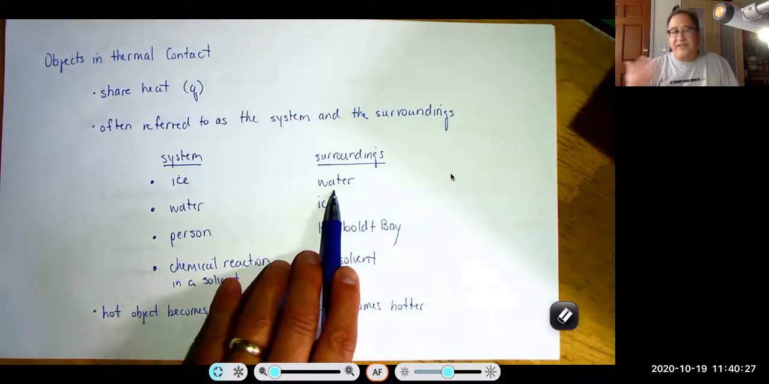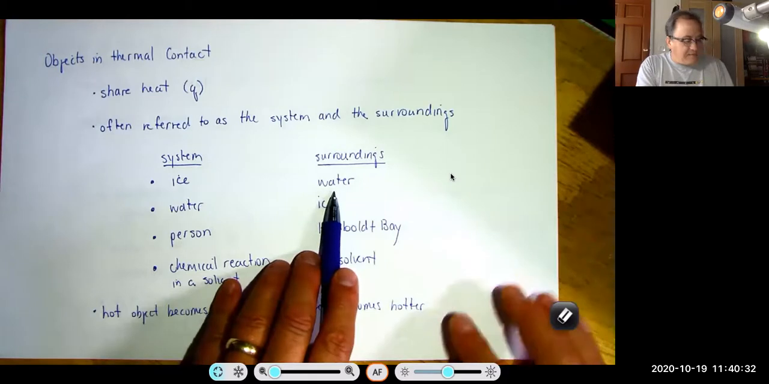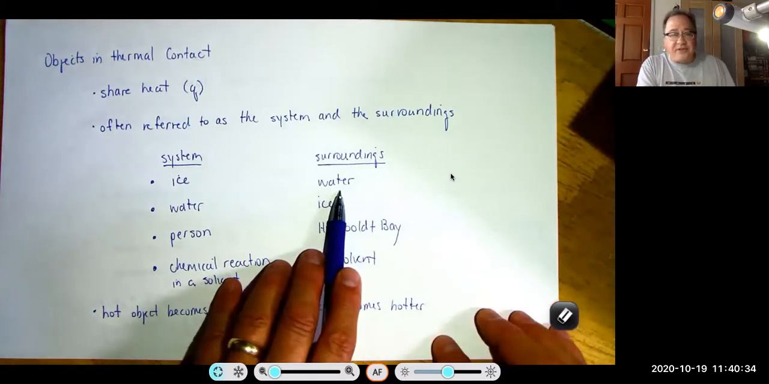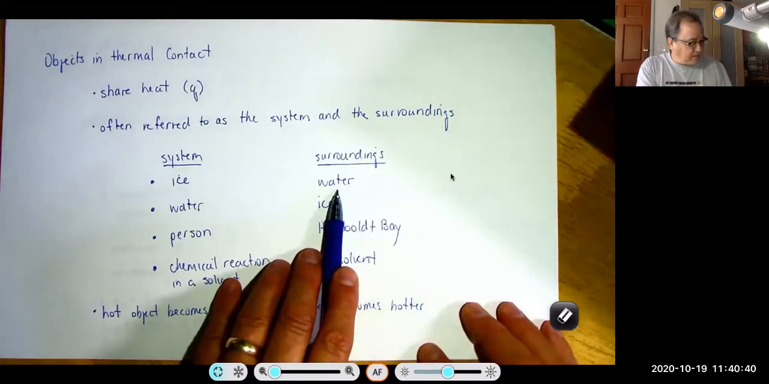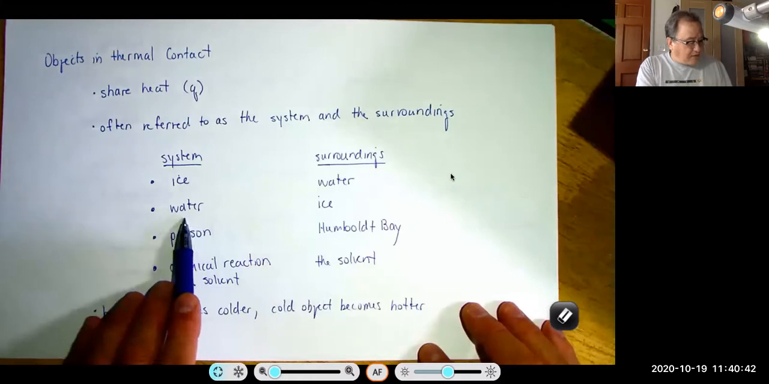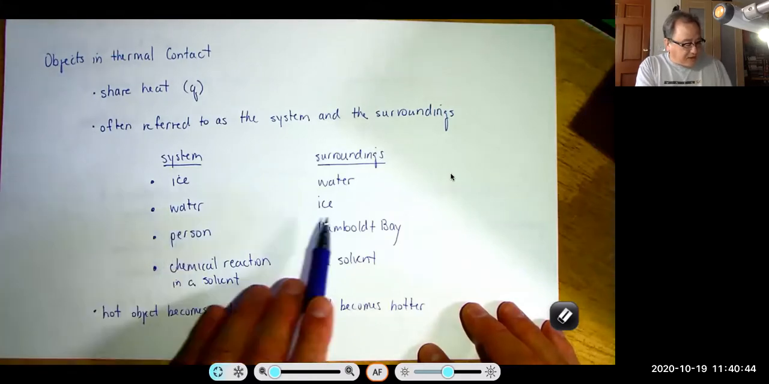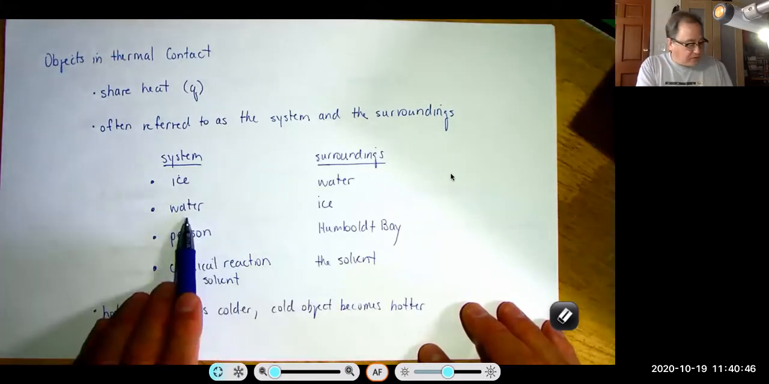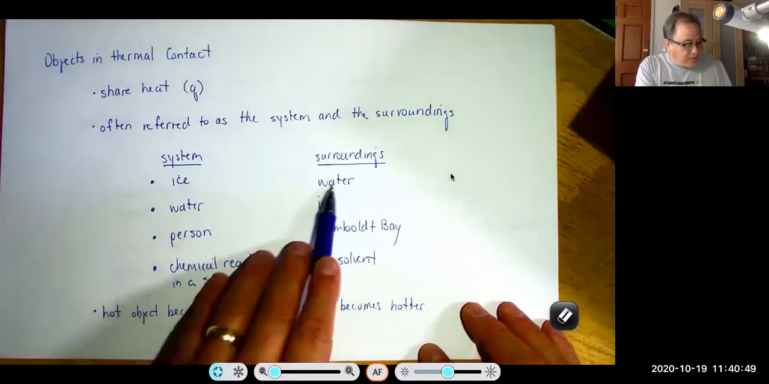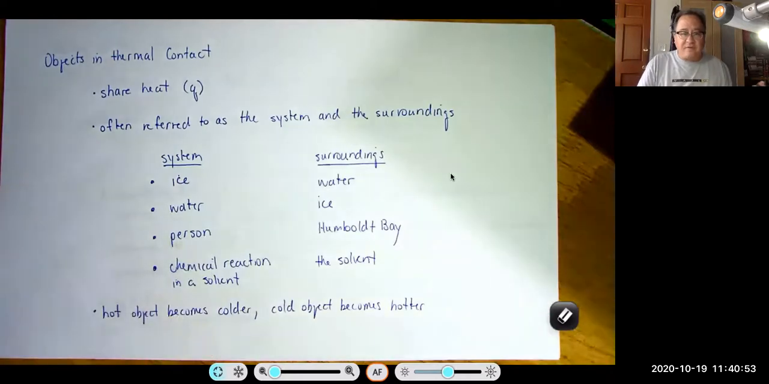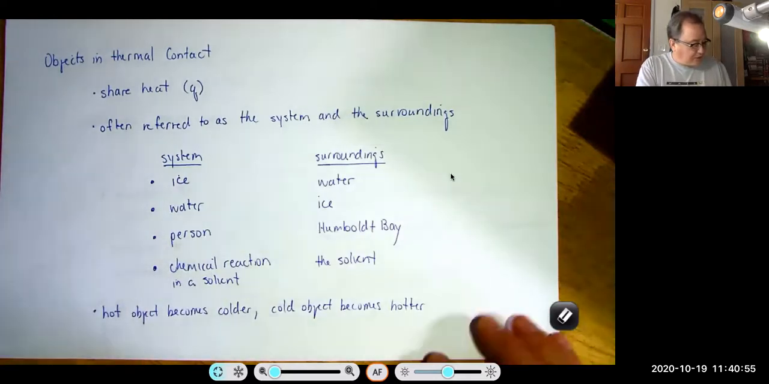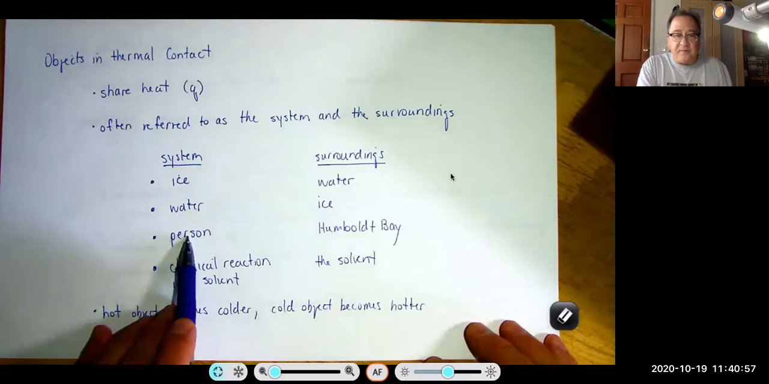You say, well, the glass really isn't absorbing any heat or adding any heat. And that may or may not be the case, because if you are using a glass, that's not the case. But if you're using a styrofoam cup, it works pretty darn well. Okay, you could have the ice being the surroundings and the water being the system. So basically what you define as the system and what you define as the surroundings depends on your frame of reference. Your system could be a person who jumps into Humboldt Bay.